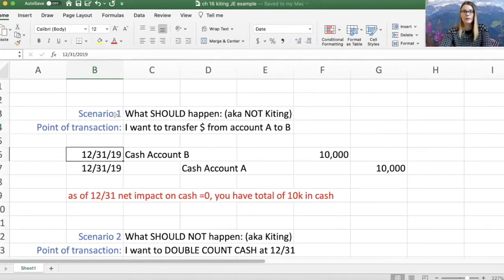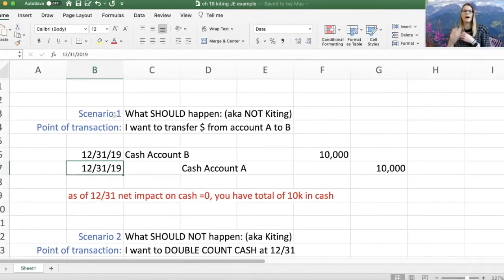So, okay, here's how it should normally look. I debit account B, which is the account where I'm moving the money to. I credit account A, right? It's very simple. And I'm moving $10,000. And the main important thing to note here is the debit and the credit happen at the same time on the books, right? So according to the books, the debit and credit both are happening on 12/31. Okay, this is essential for understanding kiting.